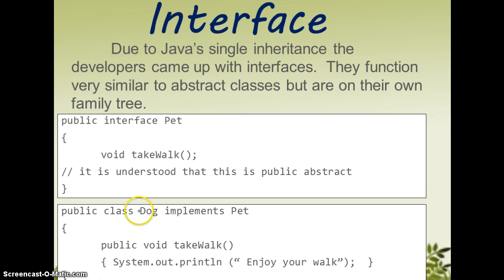When the child wants to use this, instead of extending, because that's the regular hierarchy thing, we implement an interface. Dog implements Pet, and then we have this method, this obligation that we have to fill. Public void, public from there, void from there, and it's takeWalk. And all we have to do is say, enjoy your walk. So we fulfill the obligation of the interface.